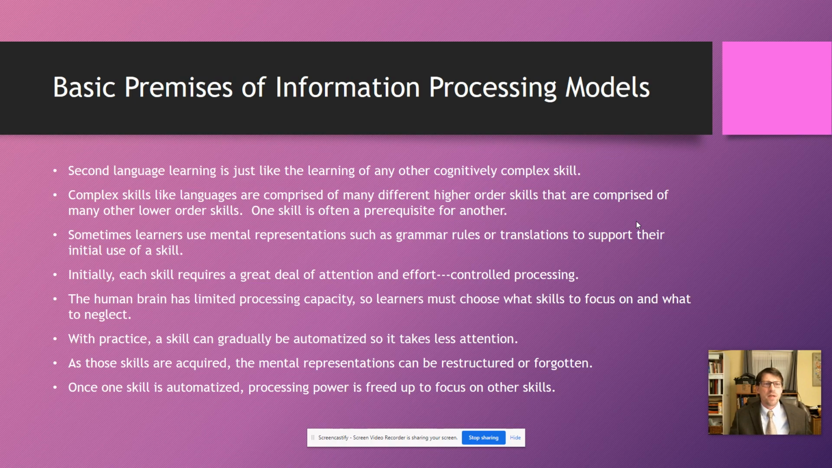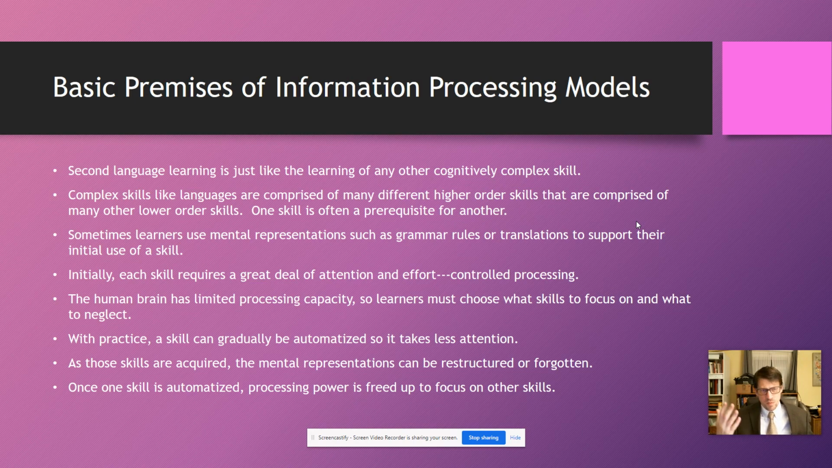Information processing models generally believe that learners make these mental representations that help them to use the skill at first. A good example of a mental representation would be the grammar rules that we study when we're first learning how to use a grammar, or the translations that you might memorize when you're first learning vocabulary. Initially, when you first start learning a skill, first start using it, it requires a lot of attention and effort. They call this controlled processing.